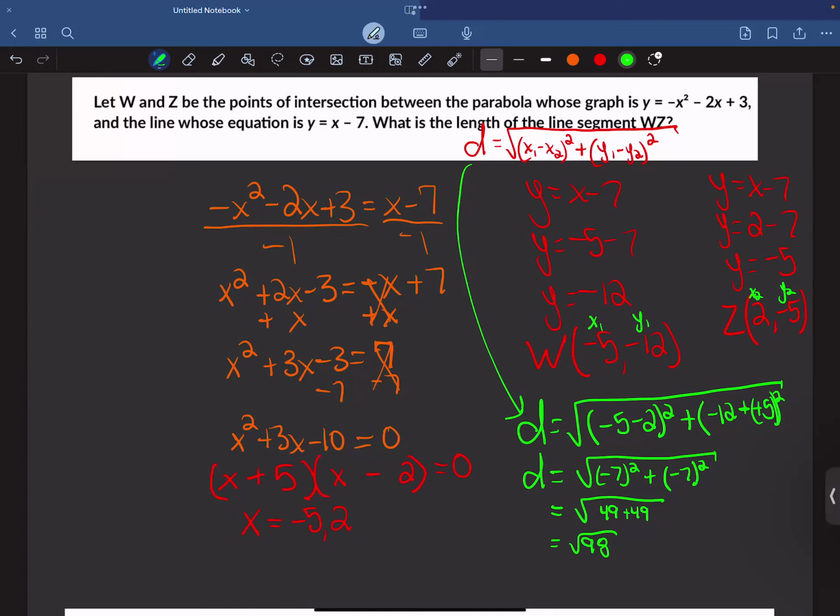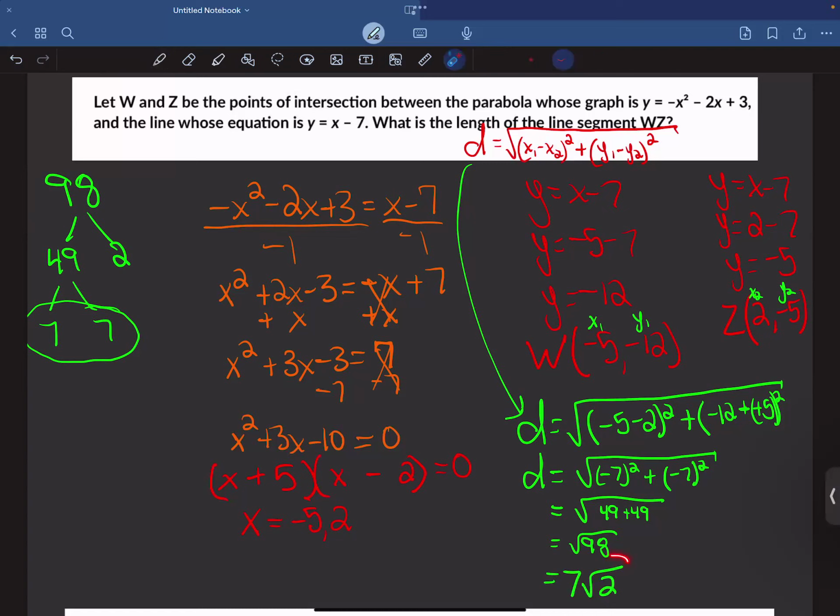So if we were to do, out here to the side, a factor tree, well, we know 49 times 2 is 98. 7 times 7 is 49. So we're dealing with a square root. We can pull out 2 squares. So it'd be 7 square root of 2 is your answer here.